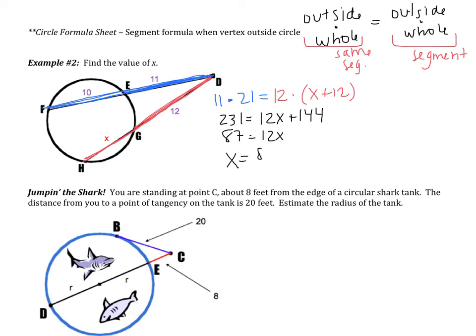So x equals 87 divided by 12. That simplifies to be 7.25, which is the same thing as 29 over 4.